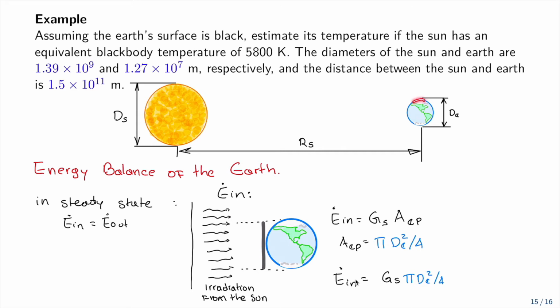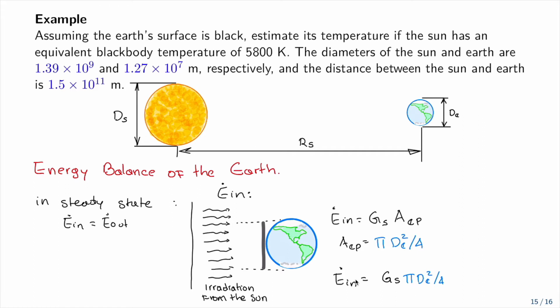In this example, we are going to assume that the Earth is a black body and we want to estimate the temperature at the surface due to the radiation of the Sun. The diameters of the Sun and the Earth are given. Also, the distance from the center of the Sun to the center of the Earth is given.